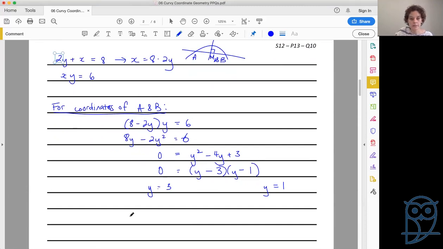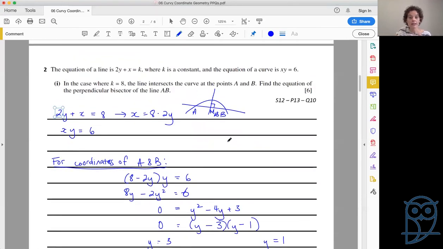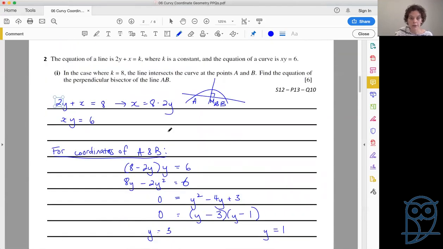So our x coordinates, x equals 8 minus 2 times 3, and x equals 8 minus 2 times 1. So 8 minus 6, x equals 2. 8 minus 2, x equals 6. They didn't tell us which one is which, so it is up to us which way round we go. So let's call A the point 2, 3, and B the point 6, 1. All we've got now is our coordinates. So what we're going to do is go back to our question and remind ourselves what did we need. So 2, 3, and 6, 1.